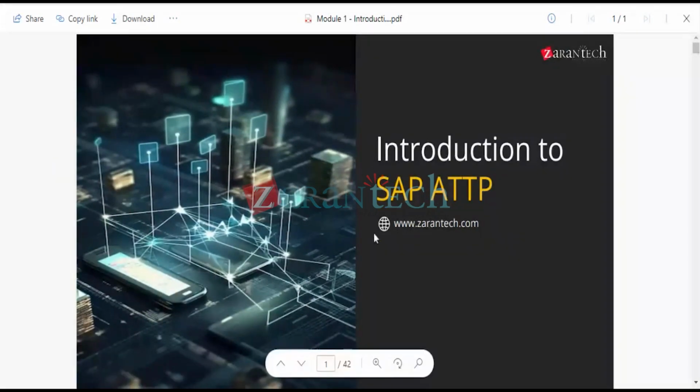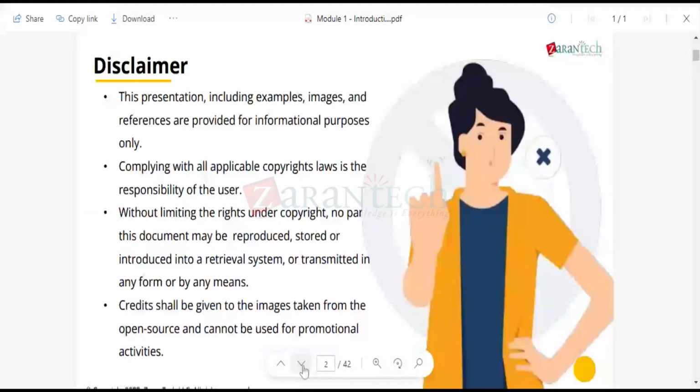Okay. So the first screen is visible, right? Introduction to SAP ATTP. This is a disclaimer, and just have a look at these points. I will not explain anything, but you just need to read this.